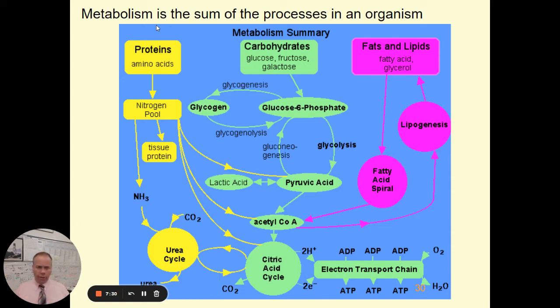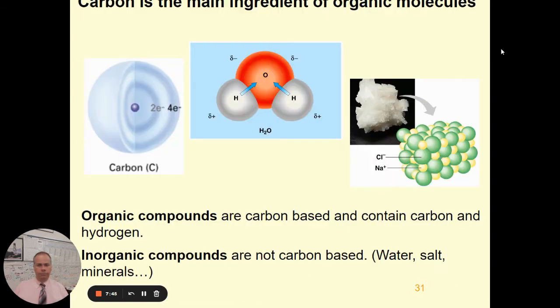biomolecules that are important in metabolism are proteins, which are made of amino acids, carbohydrates, which are made of simple sugars like glucose, and then fats and lipids, which are made of fatty acids and glycerol. All of these biomolecules contain carbon. Carbon is the main ingredient in life.